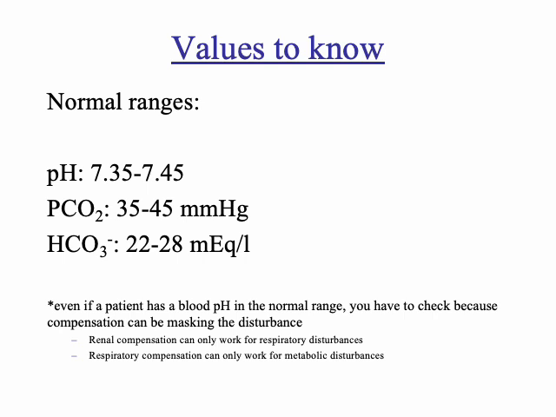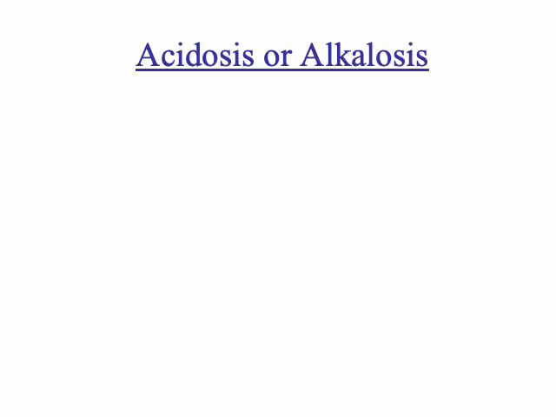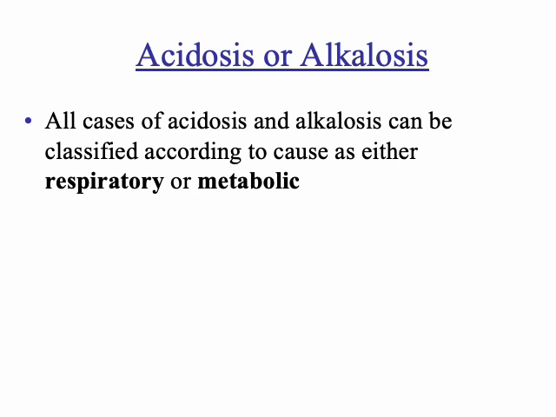And the problem is, because we have compensation mechanisms, it can mask a disturbance. So even if your blood is 7.40, you still have to check, because these can have significant side effects if you don't treat them or at least acknowledge that they exist. So the first question is, is it acidosis or alkalosis? And we need to be able to determine if it's a respiratory or a metabolic cause.